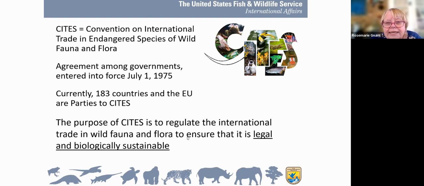Currently, there are 183 countries and the EU that are parties to CITES, i.e. the parties are responsible for implementing CITES and making the decisions. Almost every country in the world that has international wildlife trade is now a signatory to CITES, with the exception of some Pacific island nations. So the purpose of CITES is to regulate the international trade in wild fauna and flora to ensure that it is legal and biologically sustainable.